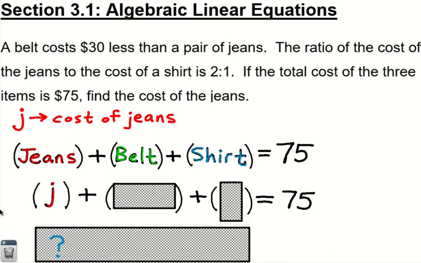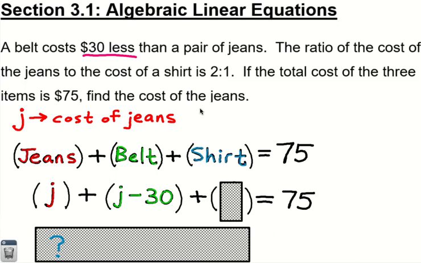But the belt, how can we describe what the belt costs as related to what the jeans cost? So we can just use the letter J again. And it says up here, a belt costs $30 less than a pair of jeans. So what that basically means is whatever J is, the belt would be J minus 30. And that's how we can describe the belt.